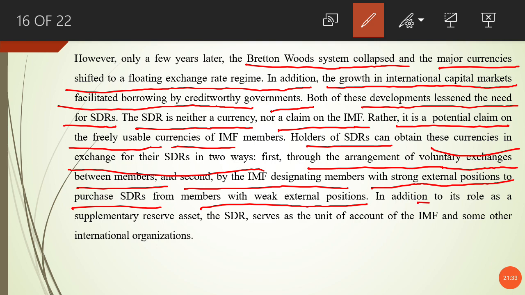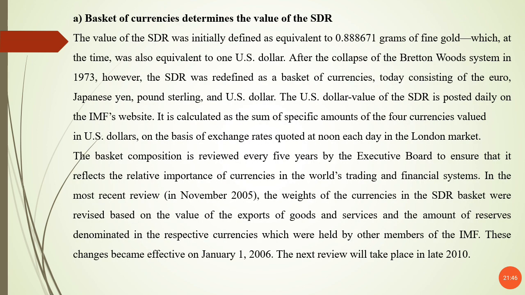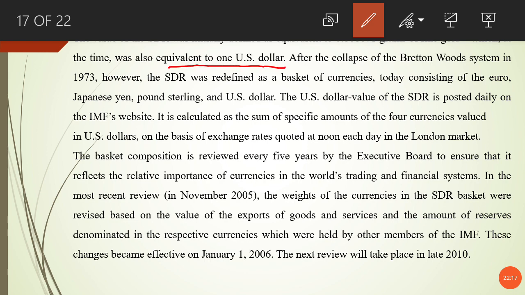In addition to its role as a supplementary reserve asset, the SDR serves as the unit of account of the IMF and some other international organizations. A basket of currencies determines the value of the SDR. The value of the SDR was initially defined as equivalent to 0.888671 grams of fine gold, which at the time was also equivalent to $1.